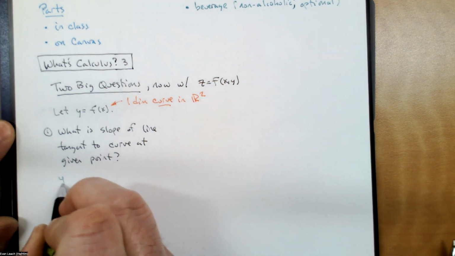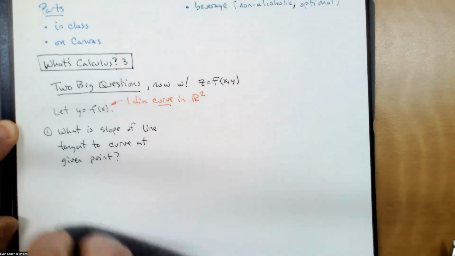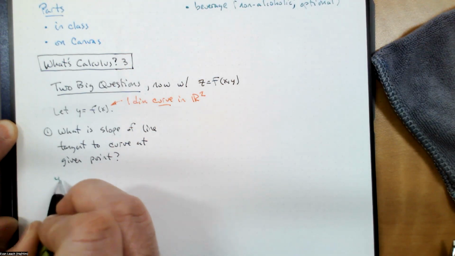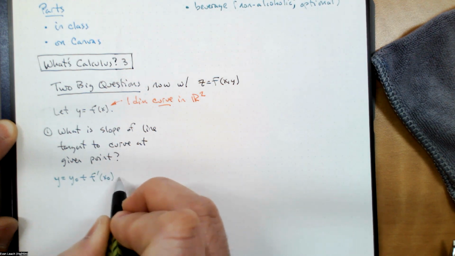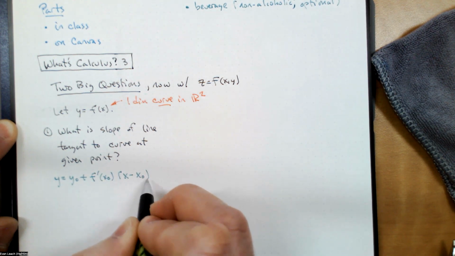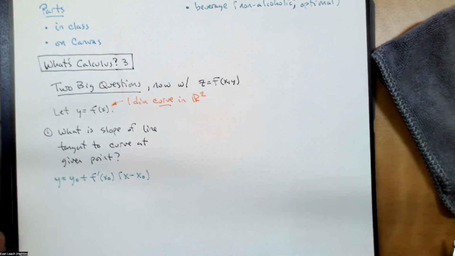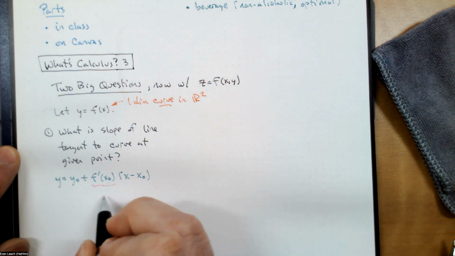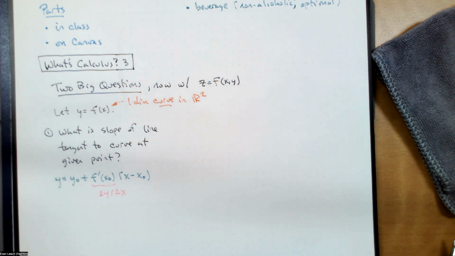So our equation will be y equals y naught plus the slope, which is f prime at x naught, times x minus x naught. To write a linear equation in two variables, I need a point and a slope. We get the slope from the derivative, the change in y with respect to x.